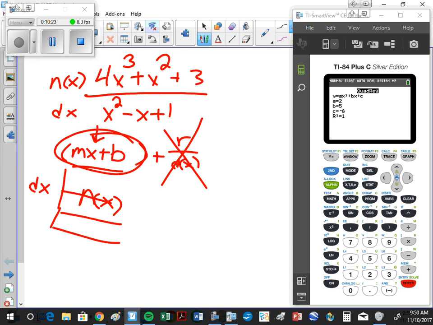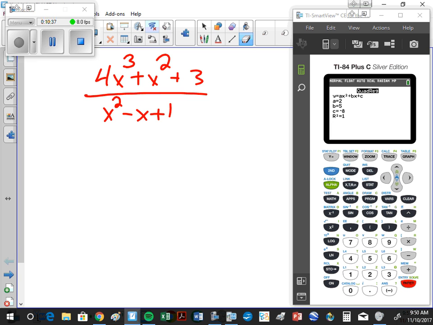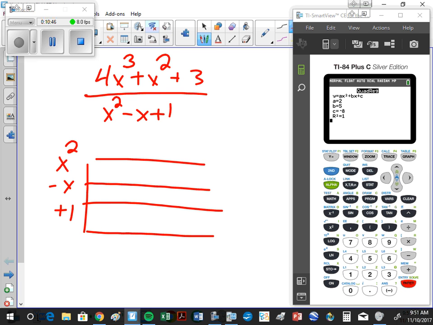So all you have to do is long division, although I call it box division. It's not truly long division. If you divide them, then the linear portion of your answer is the slant asymptote. I'm going to put x squared minus x plus 1 on the side of the box. And then I bring down the 4x to the third. If I pull out an x squared, what's left? 4x. And 4x times negative x, negative 4x squared. And 4x times 1 is 4x.